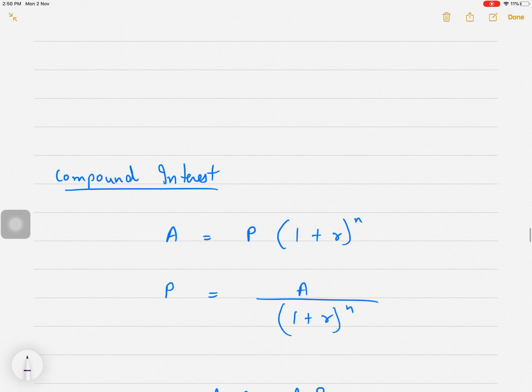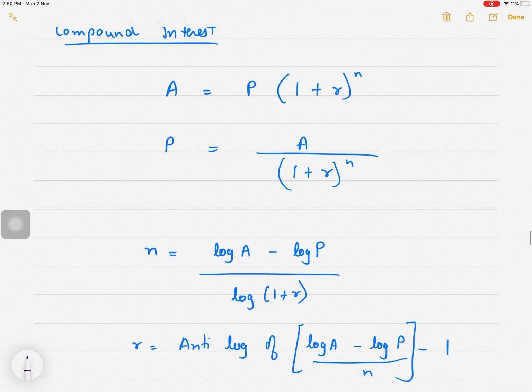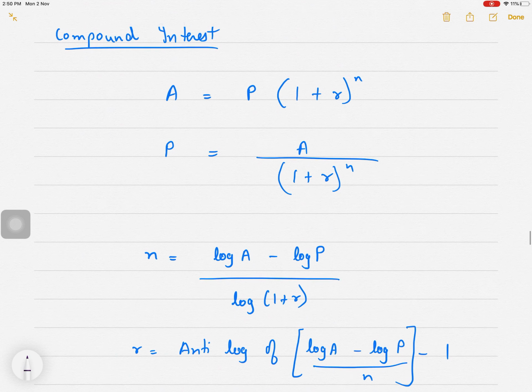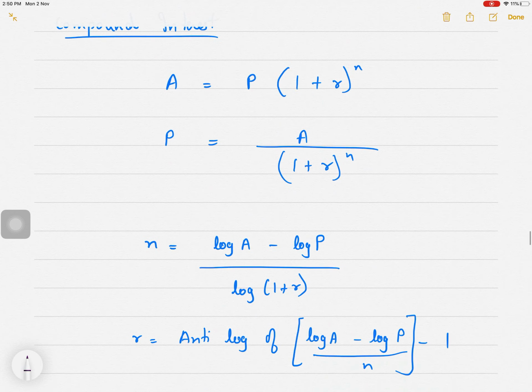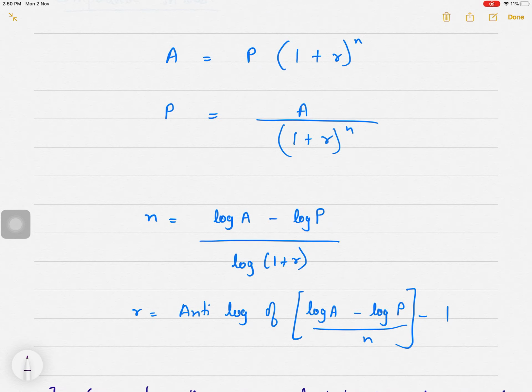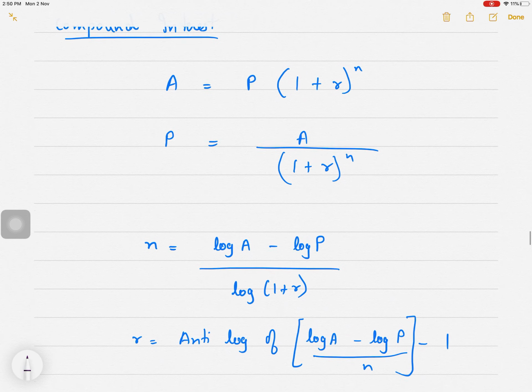Okay, I want you all to write the formulas of compound interest and keep them ready for the next class. So these are the formulas of compound interest. Compound interest amount is equal to P into (1 plus R) raised to N, and from this we know the formula of P also. P is equal to A divided by (1 plus R) raised to N. N is equal to log A minus log P upon log (1 plus R), and R is equal to antilog of (log A minus log P) upon N, minus 1.